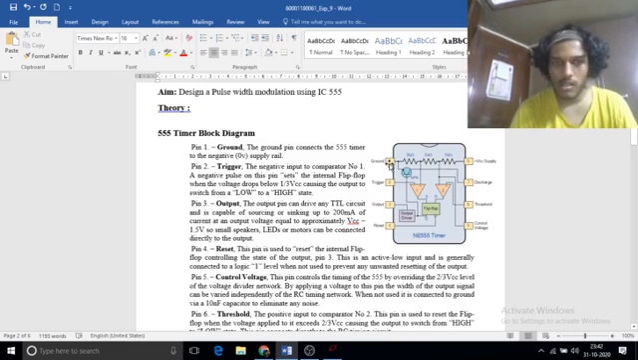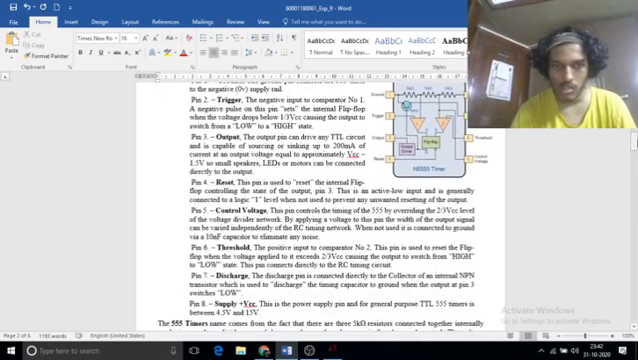Pin 1 is the ground pin, the second pin is the trigger pin. If you give a negative pulse to this pin, it sets the flip-flop. The third pin is the output pin. Here you collect the output and it can be used to drive small circuits.